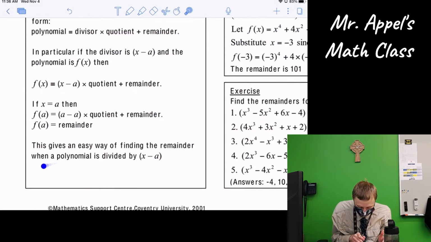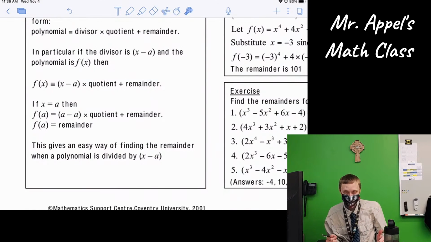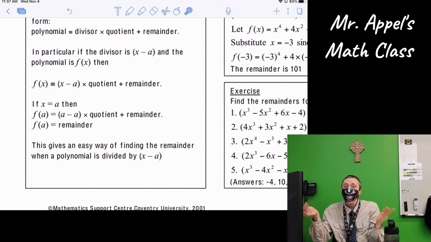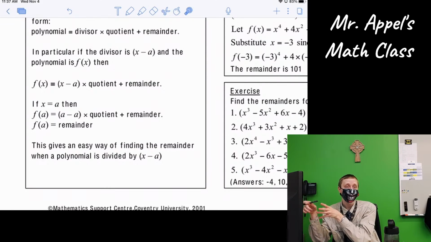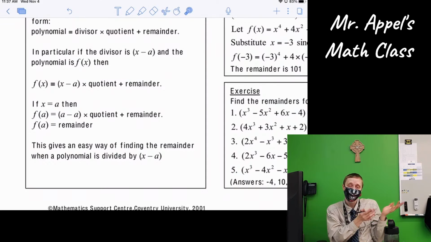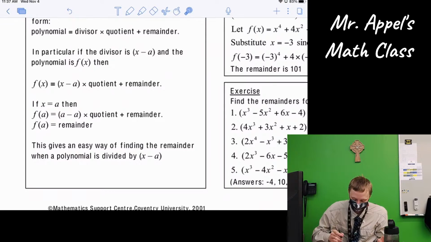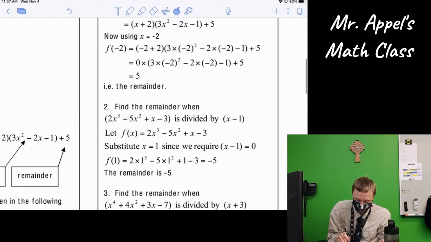An easy way of finding the remainder if it's divided by x minus a: you can either do the division and get your remainder, and then use that remainder to say, hey, this is what would happen if I plugged the number into the function. Or you can plug the number into the function and say, hey, this is the remainder if I divided them. You can use whichever one is easier. It's very sneaky. So here's an example.